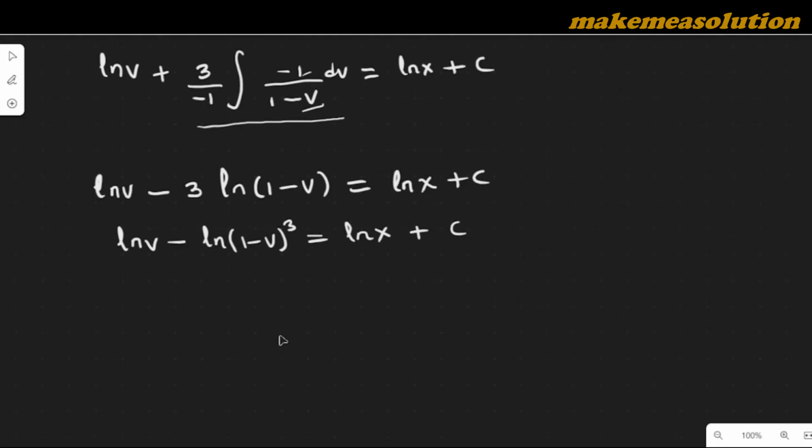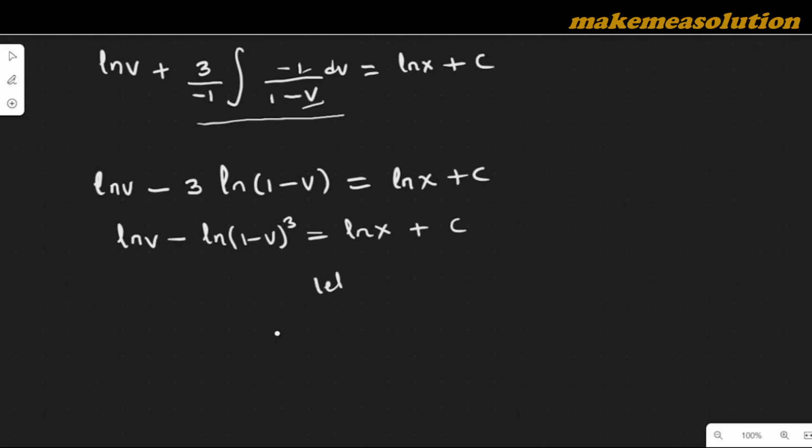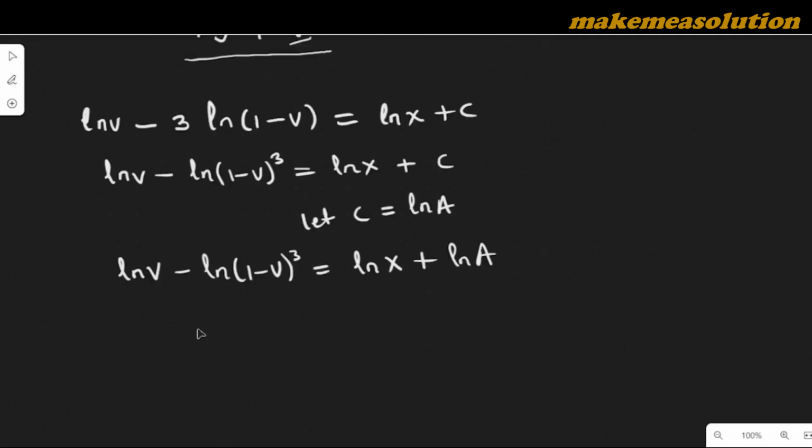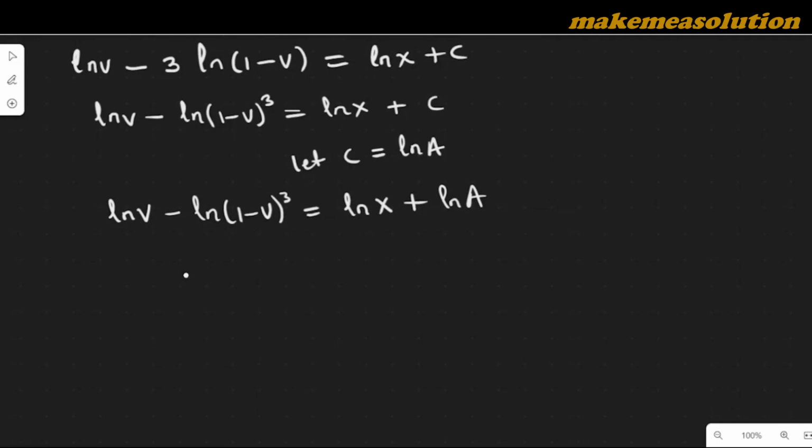So check out what happens. I'm going to say let c be ln a. Then see what happens. ln v minus ln (1 minus v) raised to the power of 3 is equal to ln x plus ln a, where ln a is another arbitrary constant on its own. So you can make crazy assumptions with arbitrary constants just to suit your purpose. You're actually allowed to make your arbitrary constant literally anything you want it to be, but you have to choose wisely so that it will blend with your equation.